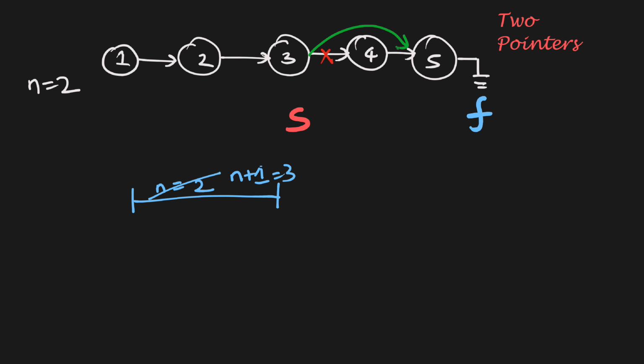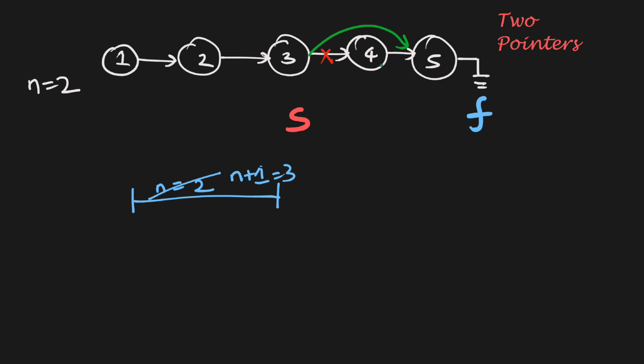by updating the next pointer of the second pointer to the next node of node 4, and programmatically speaking, we will set second.next equal to second.next.next. So this removes node 4 from this list, which we can return as the answer.